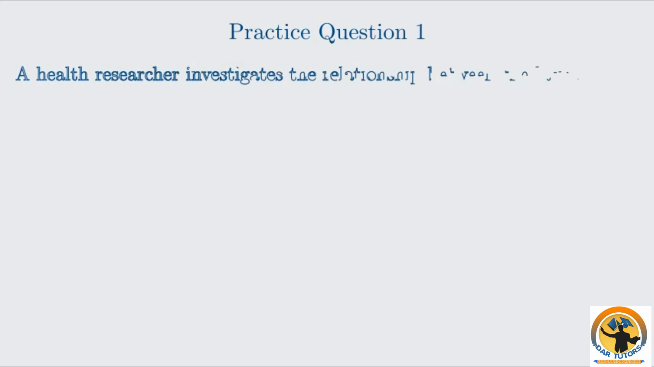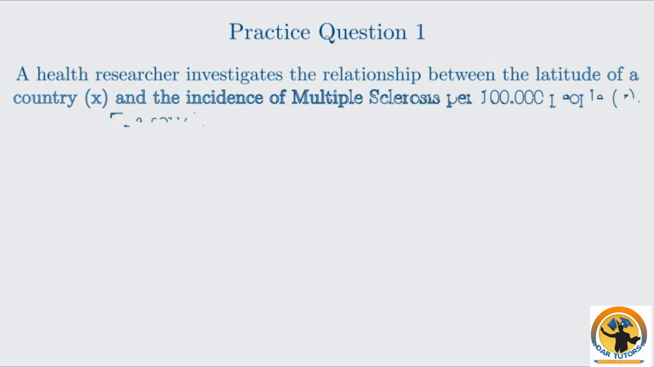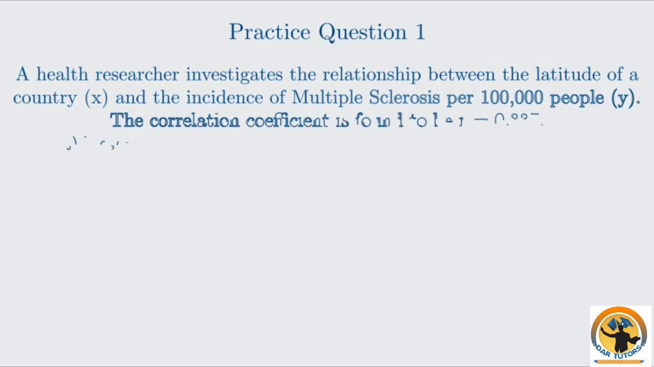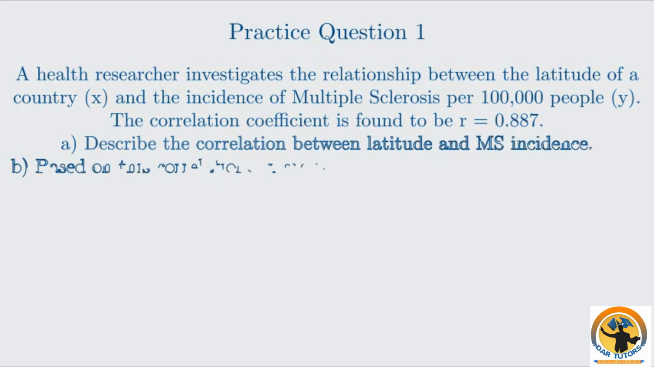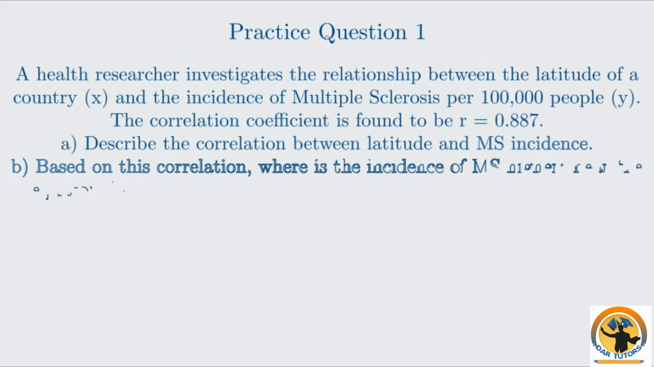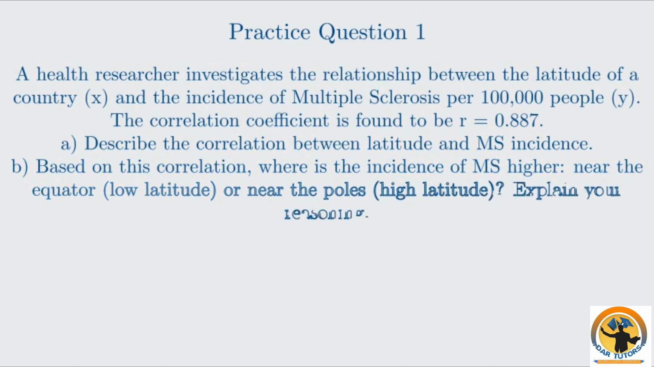A health researcher notices that the incidence of multiple sclerosis is higher in some parts of the world. They recorded the latitude and incidence of MS for 20 countries. You are given the R value for the association and a scatter diagram. Your task is to describe the correlation and interpret its implications. Take a moment to read the question and think about how you would solve it. Now let's look at the solution.